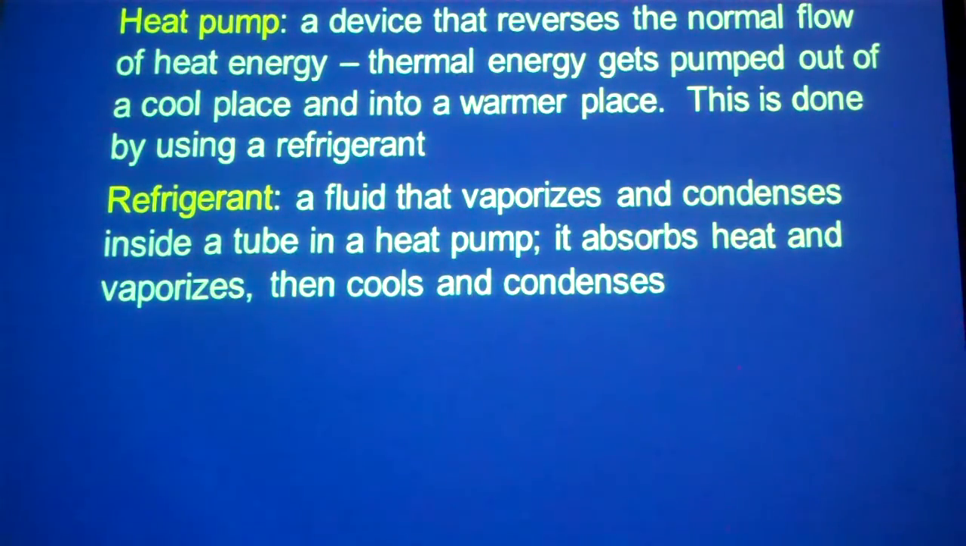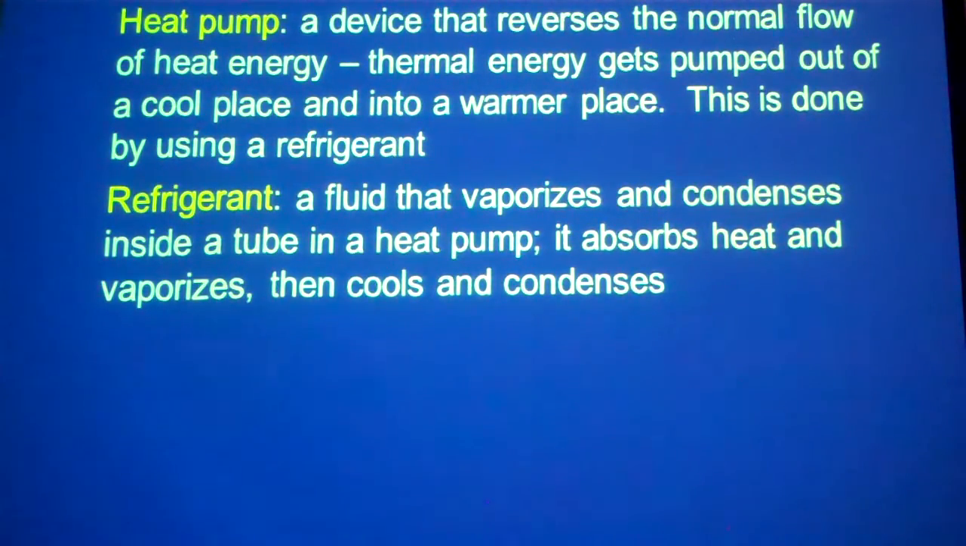So a refrigerant is a fluid, and these in the past have been, you've heard of CFCs probably, which have damaged our ozone. But this fluid is inside a tube in a heat pump. As the heat is pulled out of the air around it, that heat goes into the fluid in that tube and absorbs that heat, and as it absorbs the heat more and more, it warms up and vaporizes, and then it cools as it goes through the tube and condenses back to the original spot.